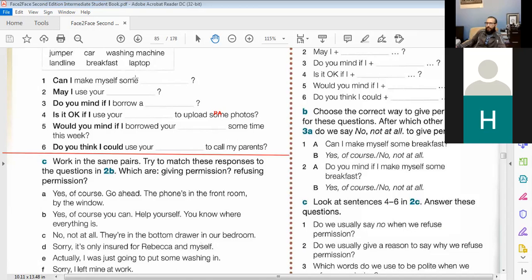So here, I'd like you to complete the gaps using the words in the box. We have jumper, car, washing machine, landline, breakfast, laptop. So Sanaa, what about number one? Can I make myself some breakfast? Correct. And number two? What do you think number two is?